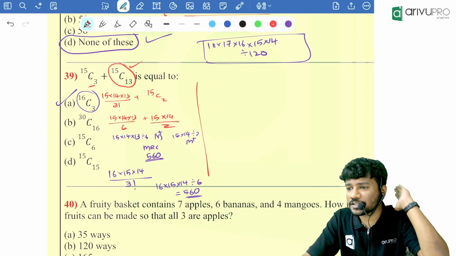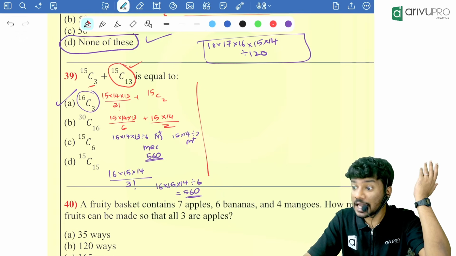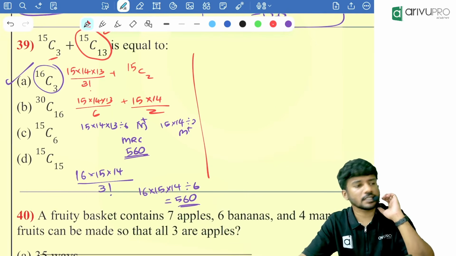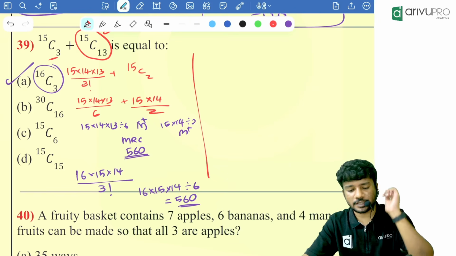Then what is the other method? The other method is Pascal's identity. I will show you the other method also. Everyone make a note of this method, then we will go for the other method.